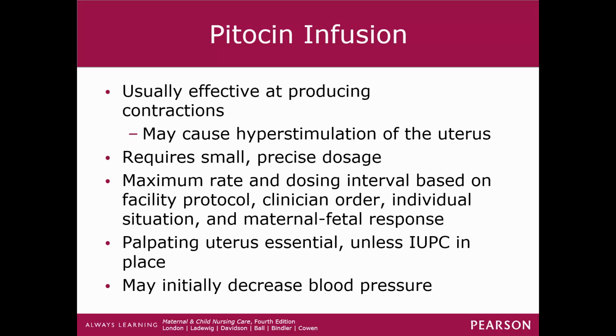Also, we're assessing the contraction pattern. We're also assessing the fetal heart rate. So if we're not having an adequate contraction pattern, and we want to increase the Pitocin, we need to make sure that we have a reactive fetal heart rate tracing. If we don't have a reactive fetal heart rate tracing, we cannot increase the Pitocin. As a matter of fact, if our baby is looking really bad, we may even turn the Pitocin off. So that's why we've got to continuously monitor these people.